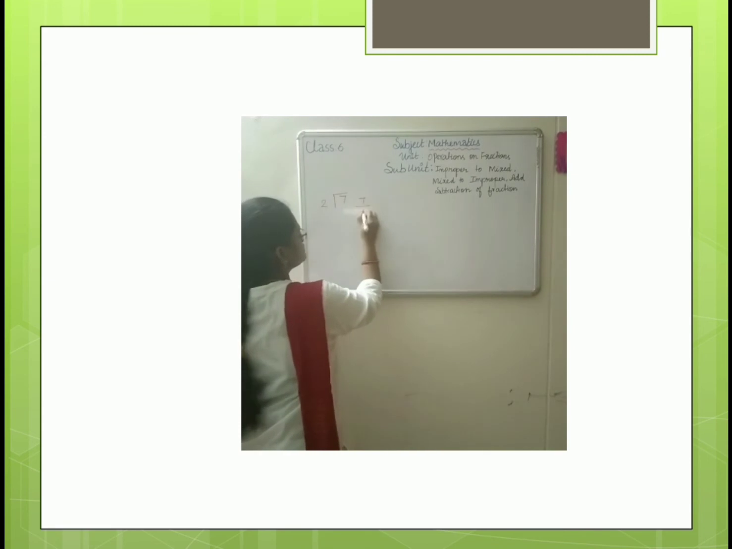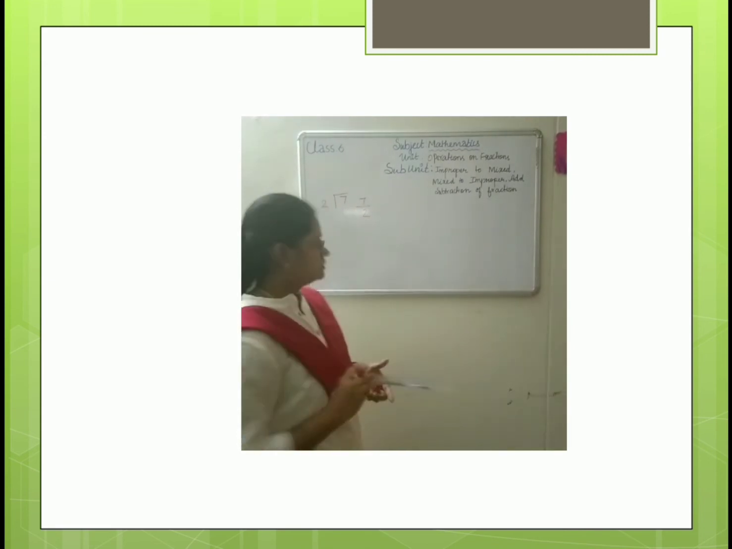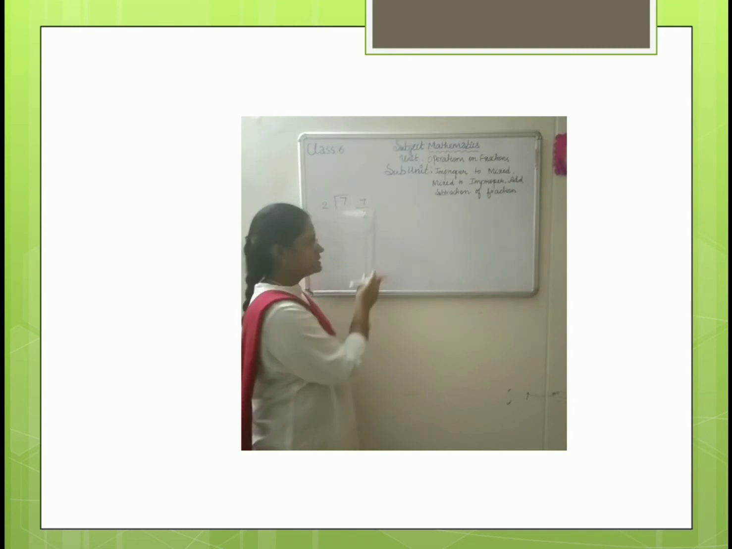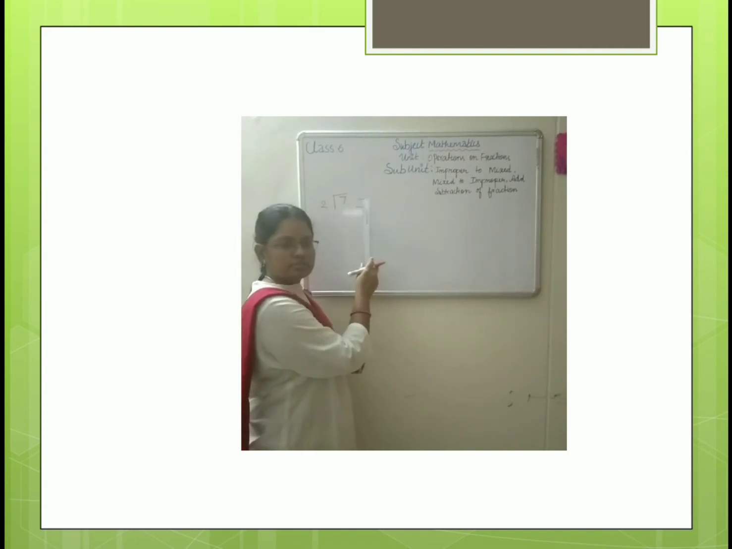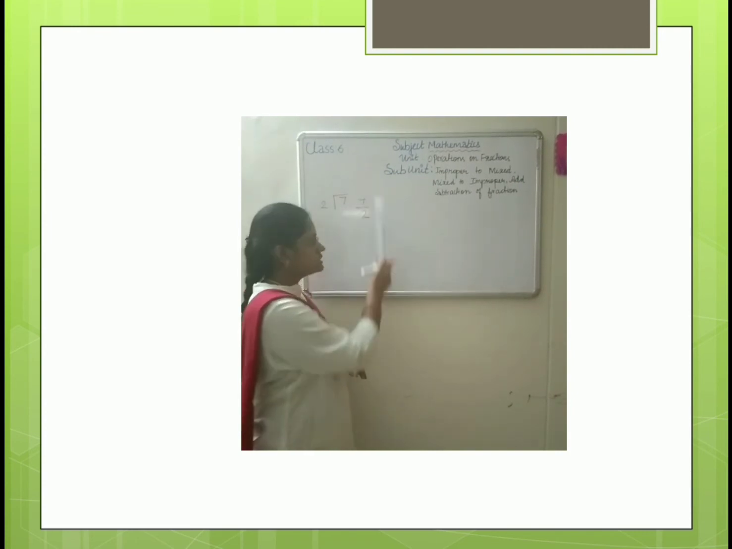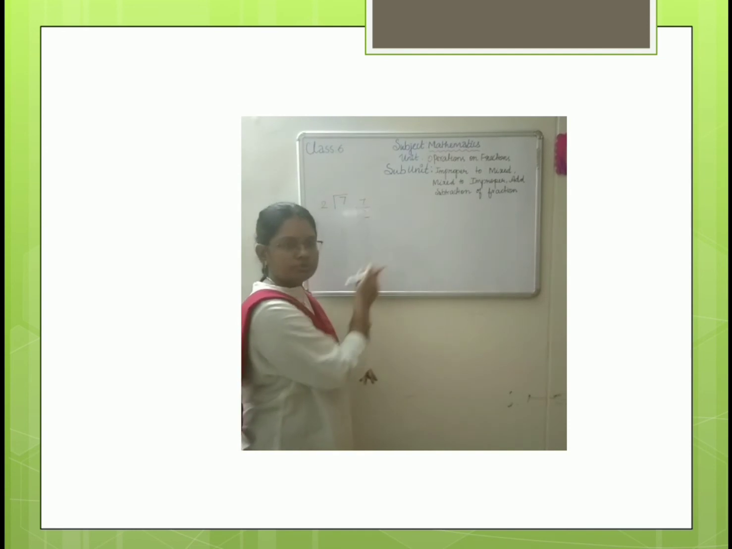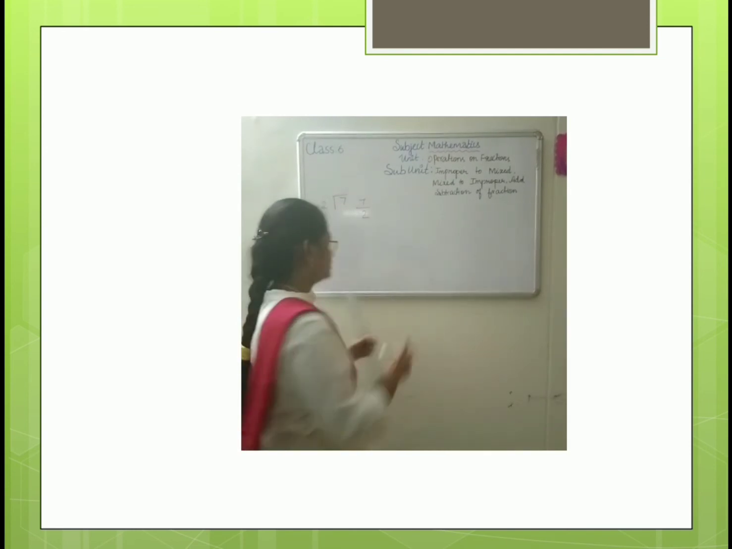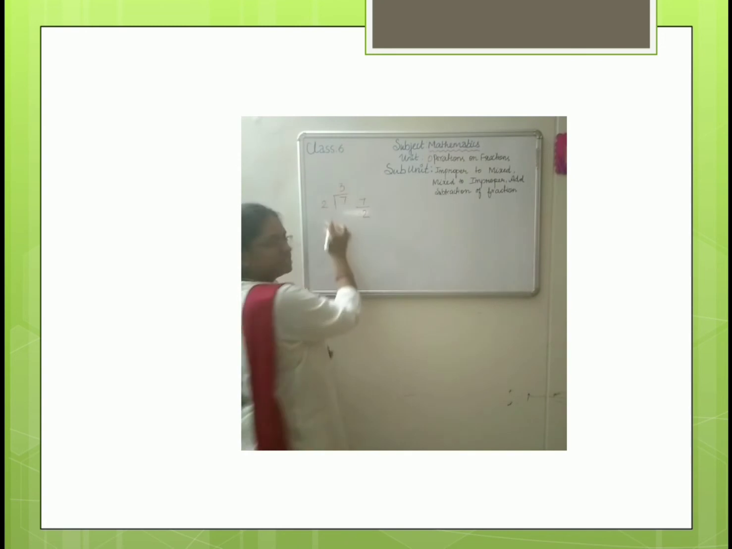7 by 2. As the 7 is greater, this numerator is greater, so this is an improper fraction. We are going to convert it to a mixed fraction. We are going to divide it. 3 2s are 6. What is the remainder we got? 1.